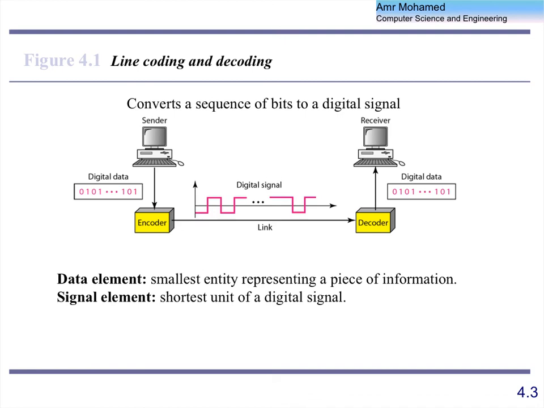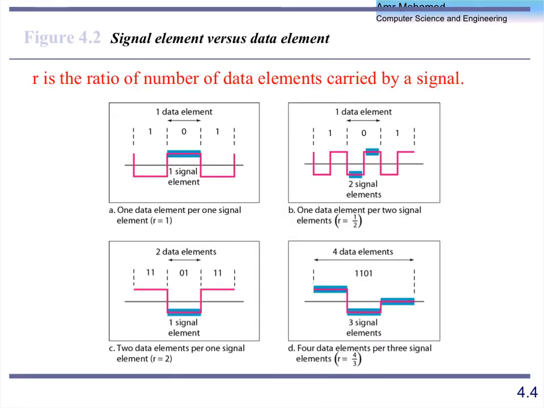So here we know that we can use one signal element to represent 2 bits or 3 bits. Okay, so it's very important to get the ratio between the signal element and the data element, which is how many data elements can be represented by one signal element. So that's the example. So that shows this concept.